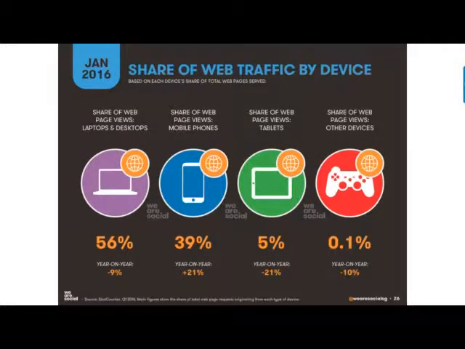So in January 2016, the share of the web traffic by device is broken down into 56% laptops and desktops, 39% on the mobile phones, 5% on tablets, and 0.1% on other devices such as gaming devices. So year on year, you can see there that desktop usage is decreasing, mobile is increasing, and that is very important to consider for your digital marketing.